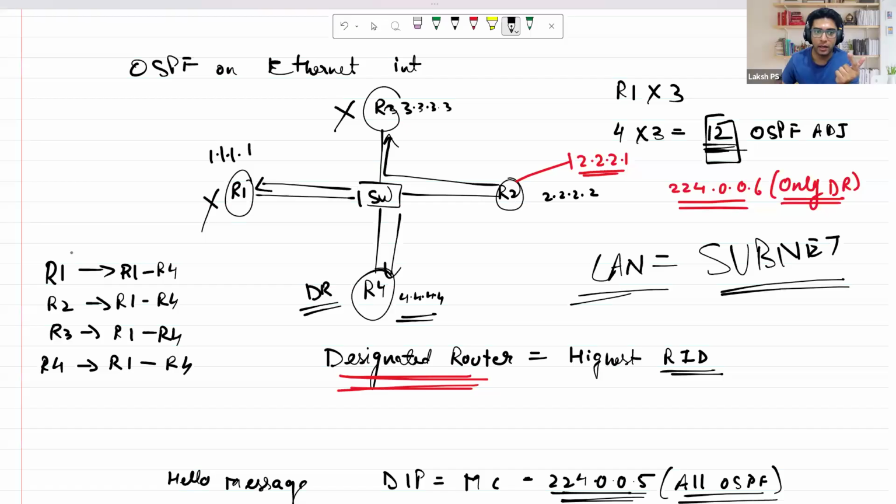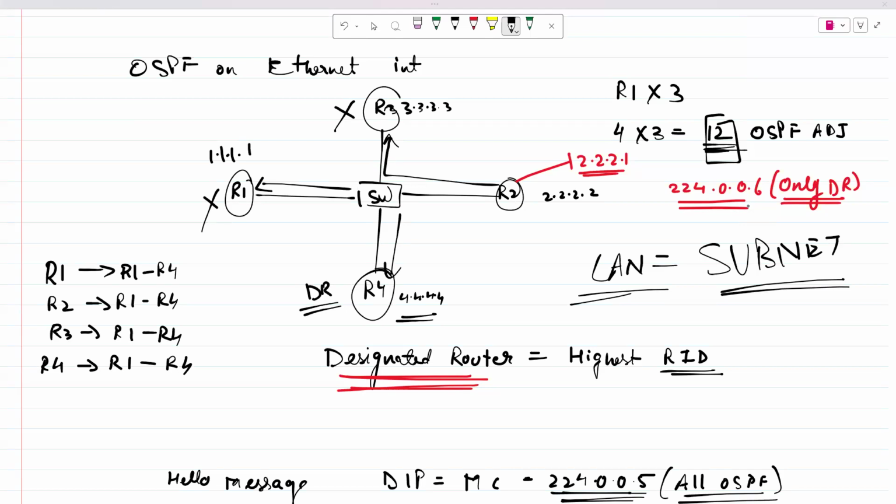However, they will not accept it, and they will not reply back. They will not even receive that message because the multicast address is 224.0.0.6. For them, this multicast address is an unknown multicast address, and they are not going to entertain any unknown IP addresses.